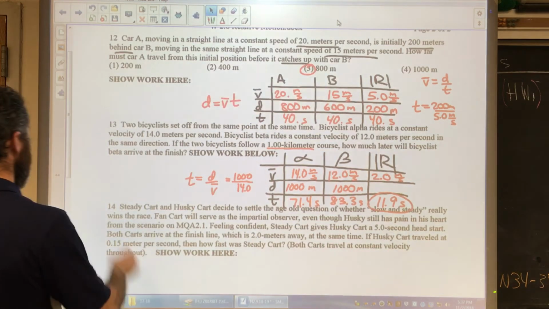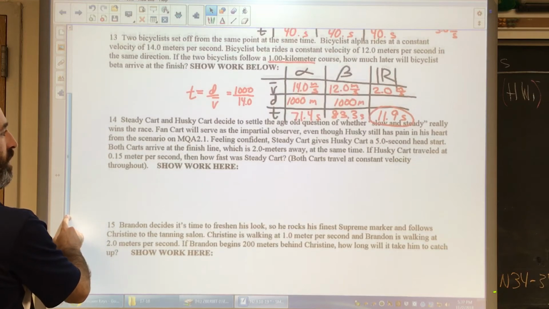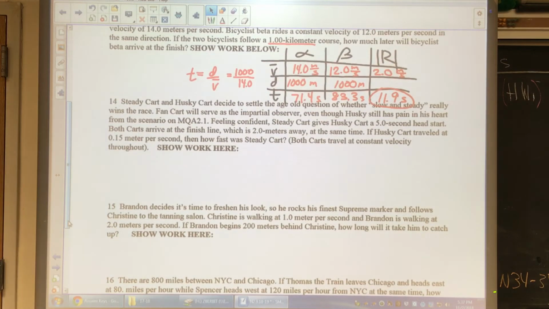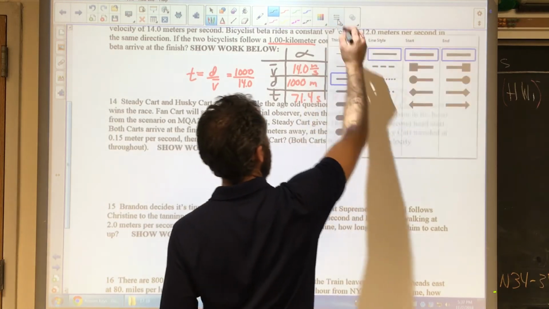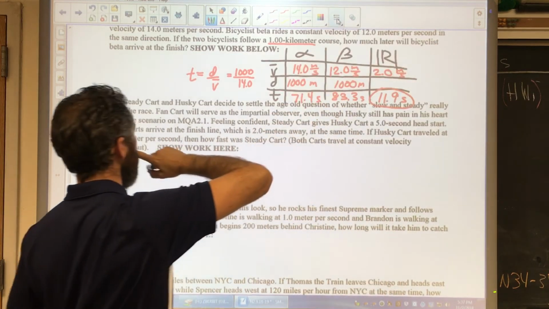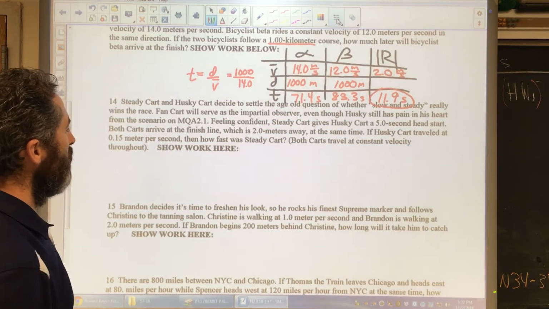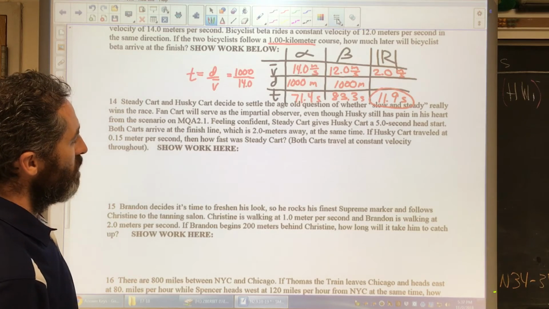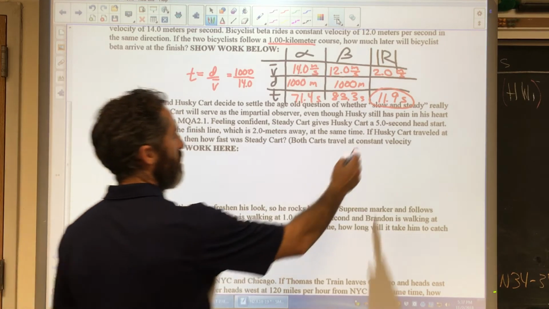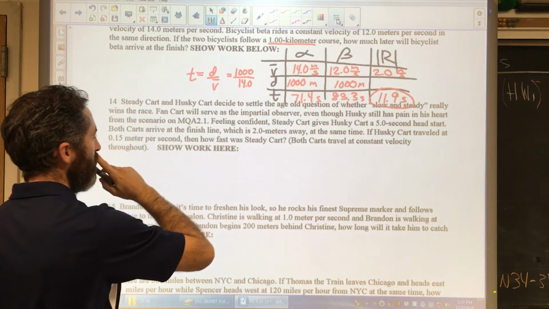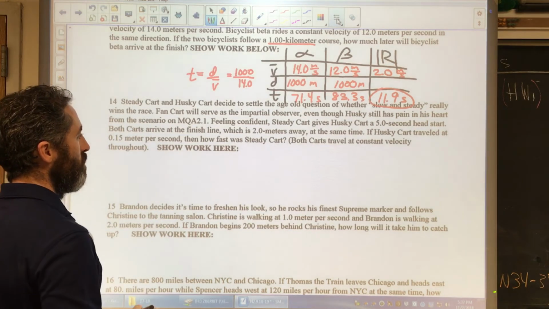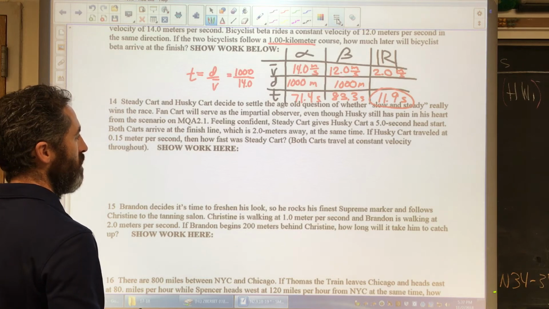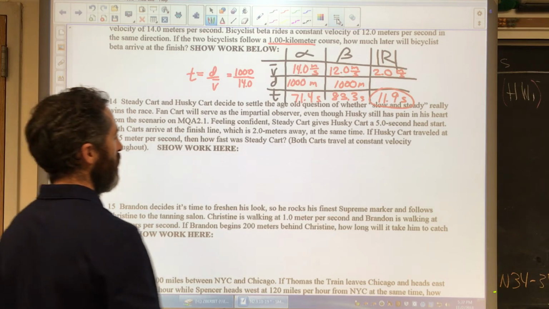Okay. So, again, this is not an overnight learn, but you just see more of it, live more of it, feel more of it. Let's try it out over here. Oh, we got Steady and Husky, our old friends. They're going to settle whether slow and steady really wins the race. Fan cart, dainty fan cart will be the impartial observer. All right, poor Husky still has heart pain. All right, so let's check it out.